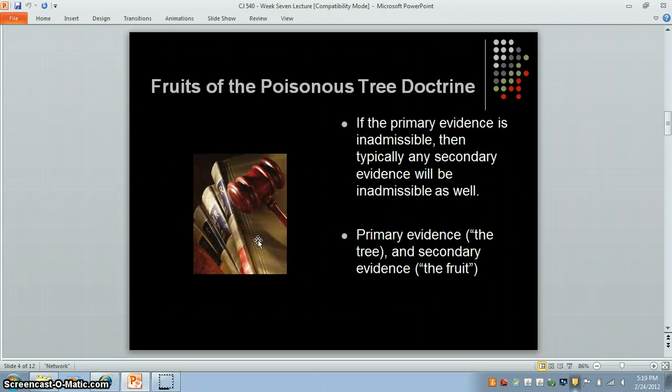The fruits of the poisonous tree doctrine is associated with the exclusionary rule. It essentially states that once the primary evidence is shown to have been unlawfully obtained, any secondary evidence, the fruit, would be inadmissible. For example, if police conducted an illegal search of a house where they found a map which shows the location of stolen goods, neither the map nor the stolen merchandise could be used as evidence in a criminal proceeding. The reasoning behind this is that the merchandise would be inadmissible because it is the fruit of a poisonous tree.